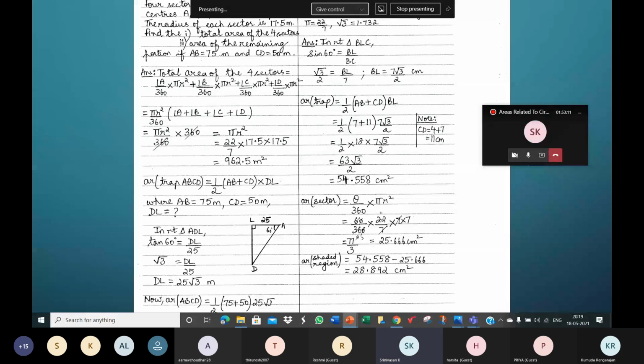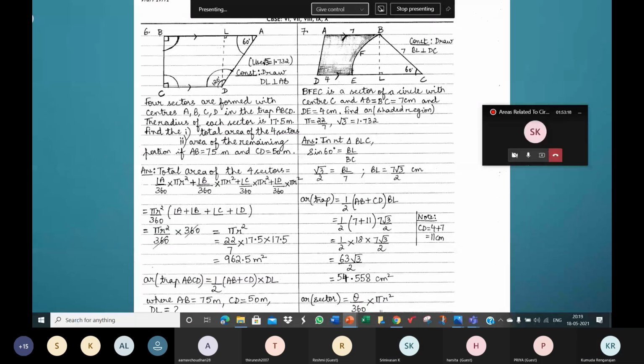How to find the value of CD? To find the value of CD.